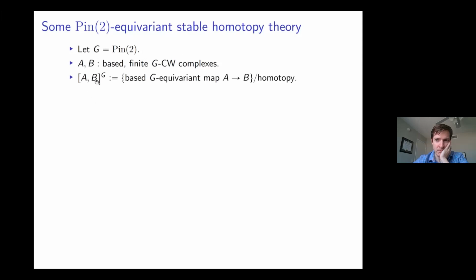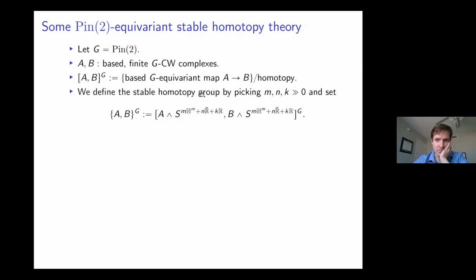And we use this angle bracket to denote the set of based G-equivariant maps from A to B, and we quotient out by equivariant homotopy. So that's the unstable homotopy classes between A and B. We also define a stable homotopy class by picking M and K to be very large numbers, and setting this stable homotopy class from A to B as this limit of the unstable homotopy classes from A smash this very large sphere to B smash this very large sphere.